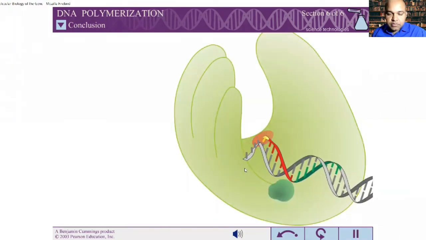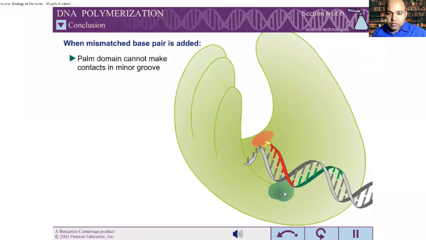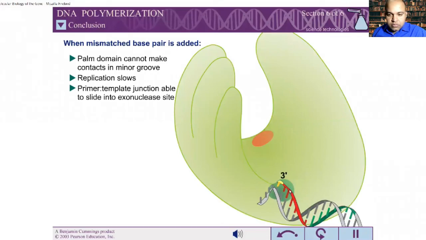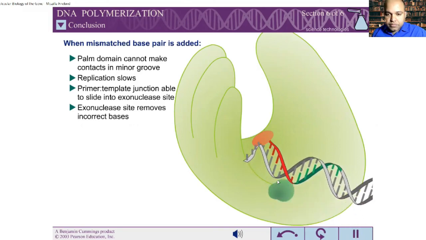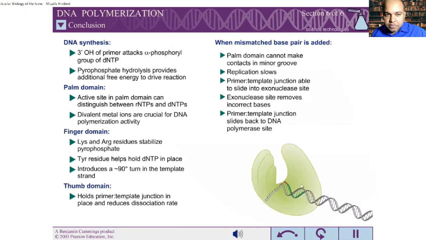Another function of the palm domain is proofreading. When a mismatched base is added, the replication rate slows dramatically, and the primer template junction is free to interact with the exonuclease site. This is the exonuclease site which is present on the palm domain. The exonuclease site then cleaves the last added nucleotide triphosphate, and the error is removed. It removes the mismatched base, and replication continues. So this is how replication is going to take place.